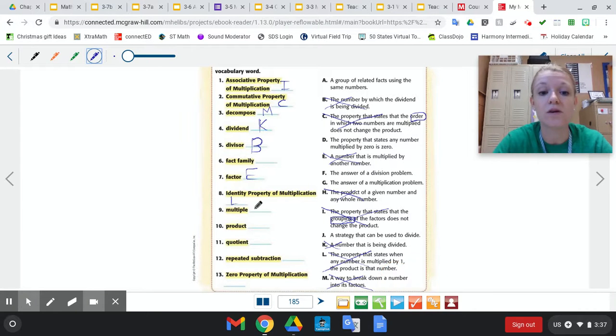Guys, that's probably going to be the most strange definition. So know that the one that doesn't make a huge amount of sense goes for multiple. Okay? If you're like, that one's kind of confusing, put it on multiple. It's the product of a given number and any whole number. Work on that one. Product, that's the answer to a multiplication problem. That's G. Quotient, that's the answer to a division problem. That's F.